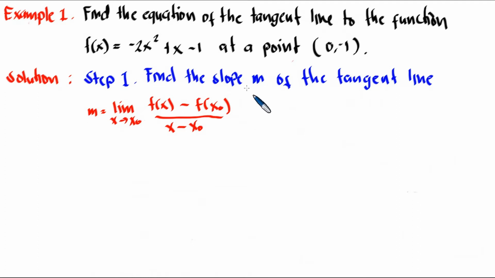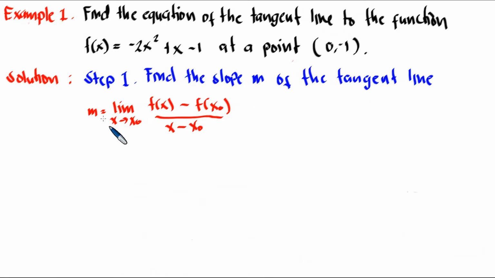To find the equation of the tangent line, we need to know the slope of the tangent line and the given point. From this example, we know that the given point is (0, negative 1), but the slope is not given. So that means we need to find the slope of the tangent line, and that is our first step. Find the slope m of the tangent line using this formula for the slope.